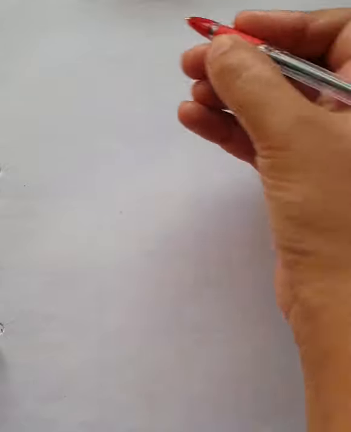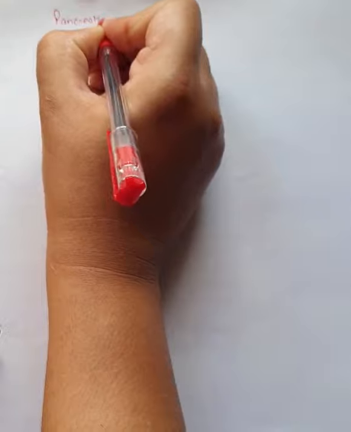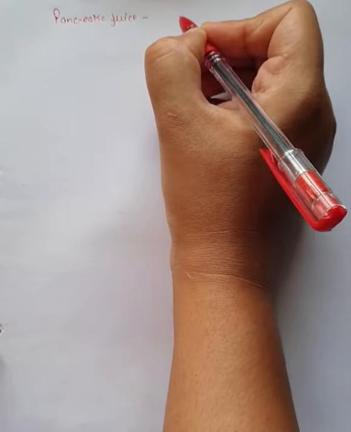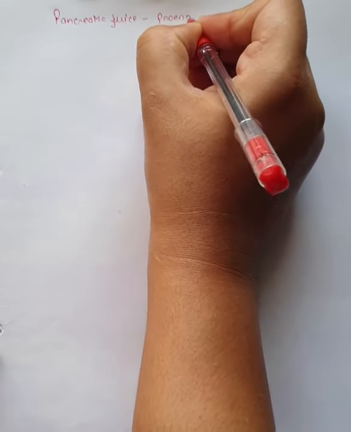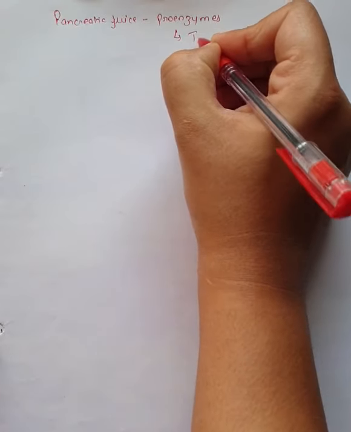Pancreatic juice is composed of various types of enzymes, and these enzymes are responsible for digestion of carbohydrates, proteins and fats. Some of the enzymes are also released in the form of proenzymes. Now we already discussed that proenzymes are those enzymes which are released in inactivated form, and basically the protein digesting enzymes are released as proenzymes.